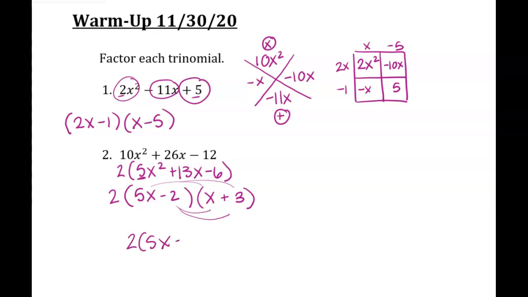So our factored form is 2 times 5x minus 2 times x plus 3. Once again, you're totally welcome to just use x box if guess and check doesn't work for you.